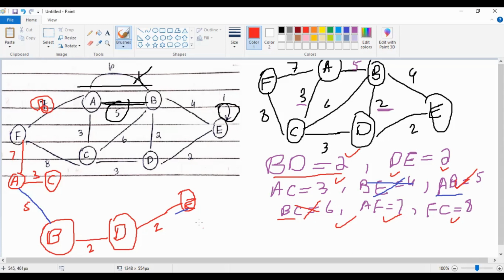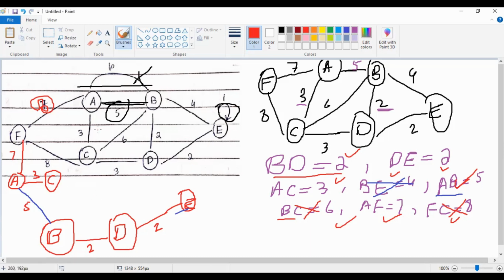Last thing, F with C. Can I connect F with C? No, it is making a cycle. So it means that we do not need to add F and C as well. We do not need to add F and C because it is making a cycle. You have to remove all such edges which are making a cycle.